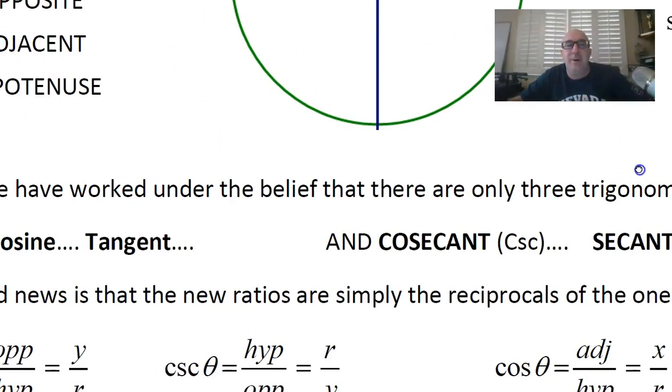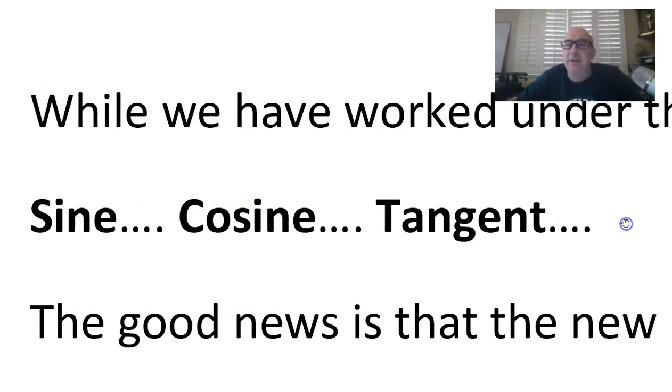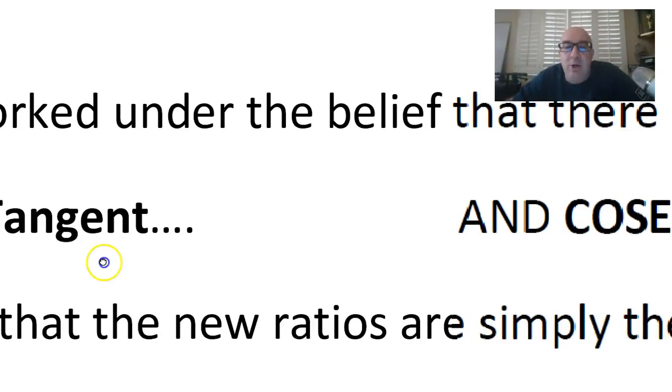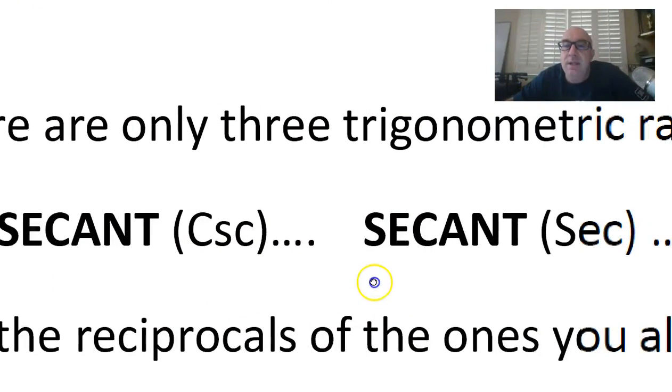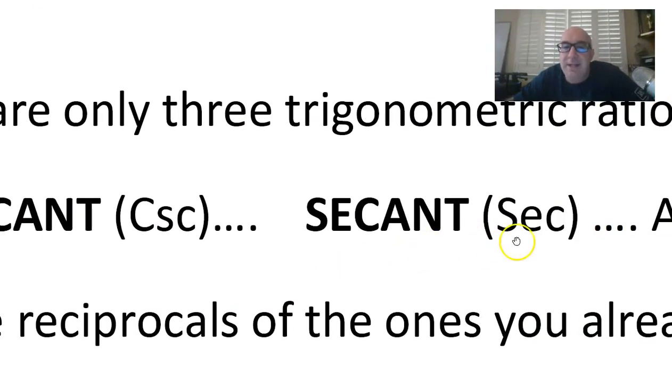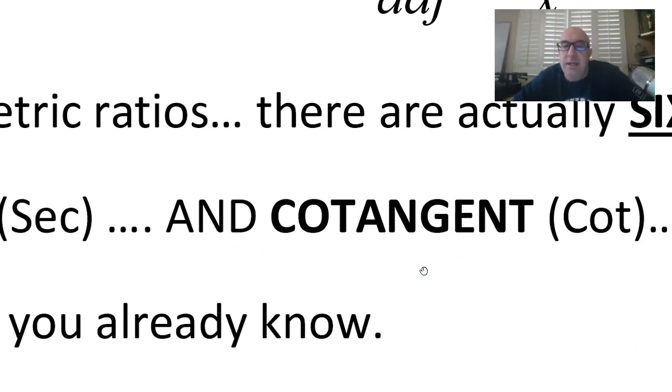The next thing that I want to surprise you with is that in geometry we taught you three ratios: sine, cosine, and tangent. We said, hey, these are the trig ratios, and you use them and so on. Well, the truth is there are three more, and that might mess with your mind a little bit. They are called cosecant, written CSC, secant, which is written SEC, and cotangent, which is COT.